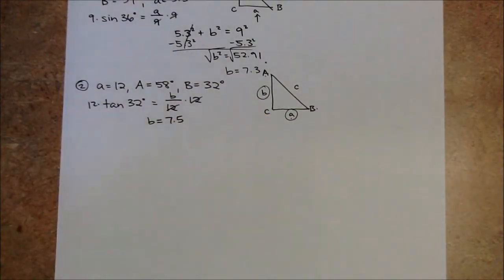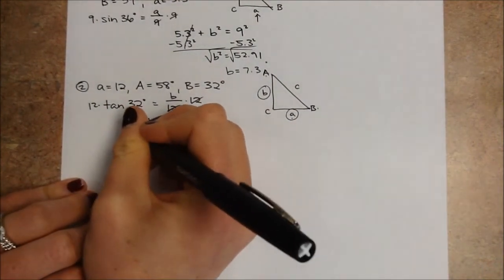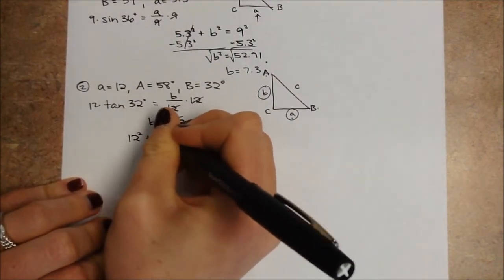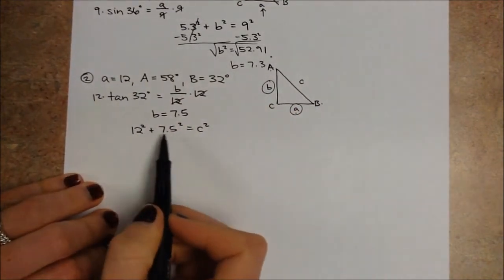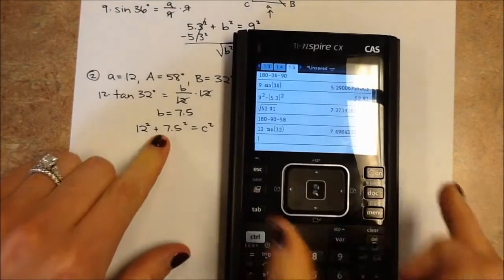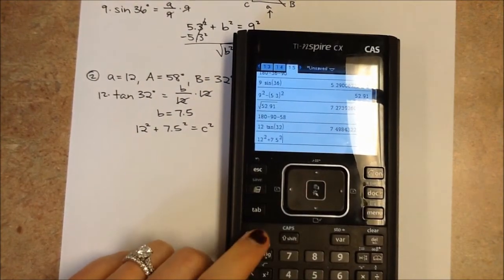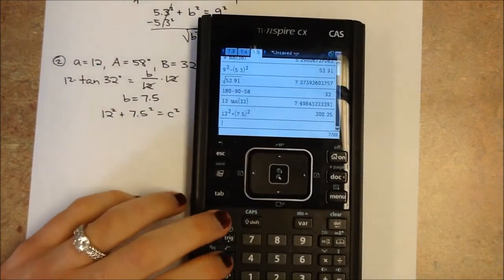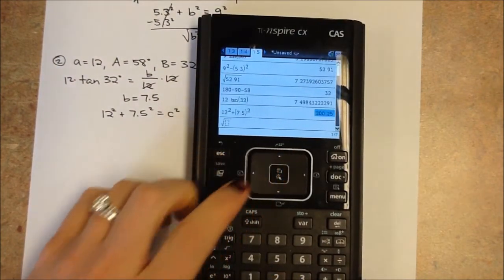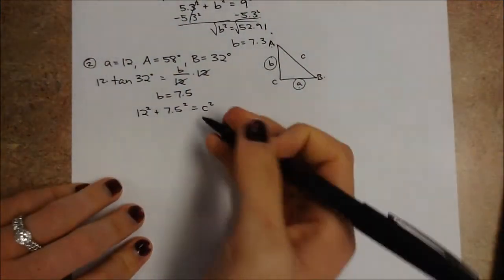And then we can find C using the Pythagorean theorem. So a squared plus b squared equals c squared. Like I said, you don't need to simplify these two things individually. You can just plug this whole left side into your calculator. Okay, so we get about 200.25, and then you can just take the square root of that. So about 14.2.